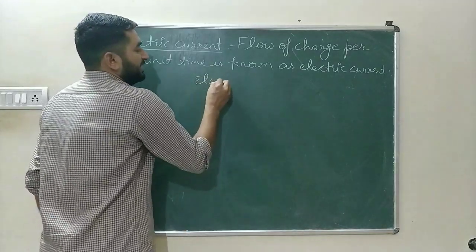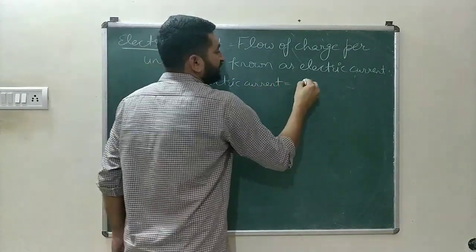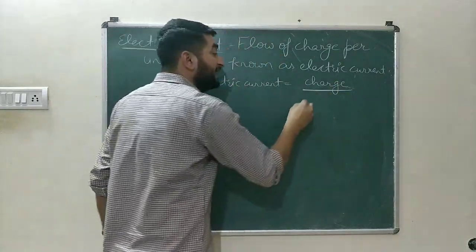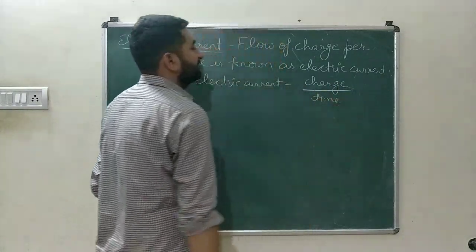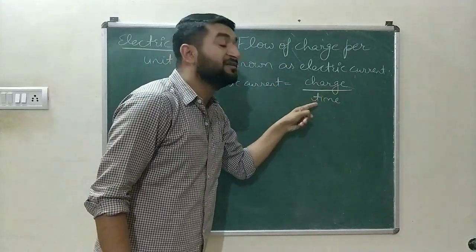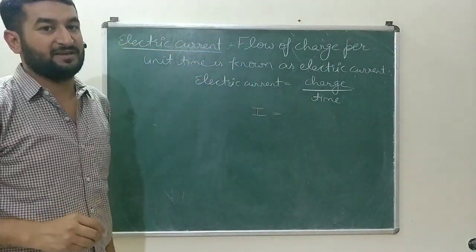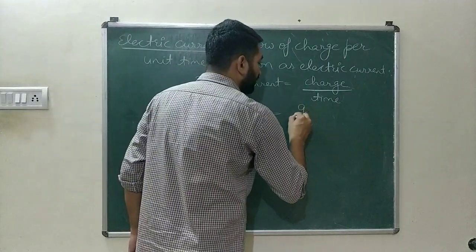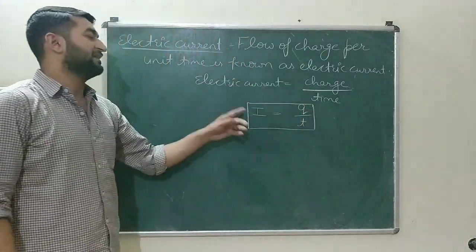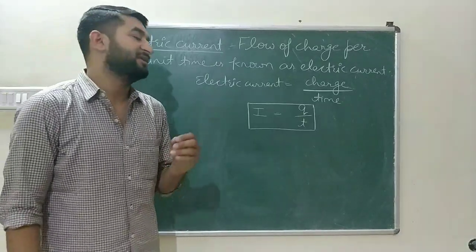So according to this definition, electric current is equal to electric charge per unit, that is divided by, time. Electric current is the flow of charge per unit time. Electric current is represented by capital I, charge is represented by Q, and time is represented by small t. So the formula of current is I equals Q by t, that is, charge per unit time.